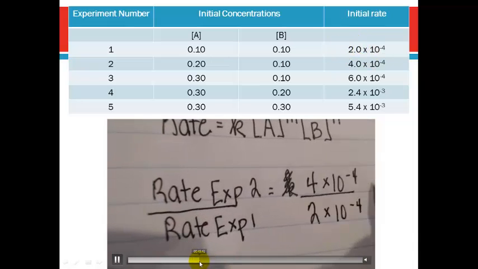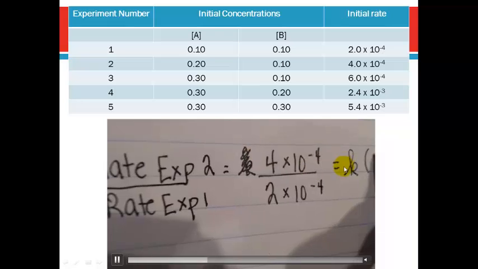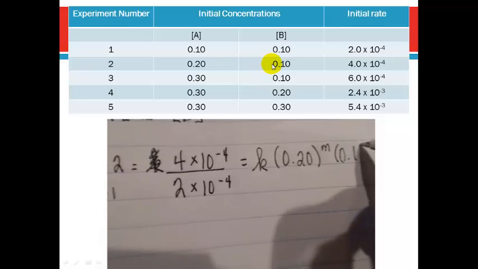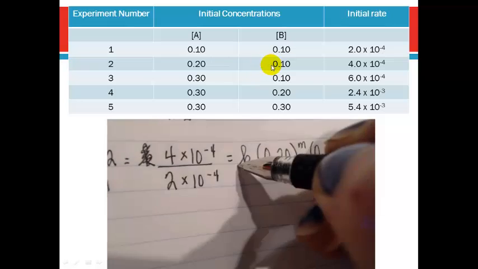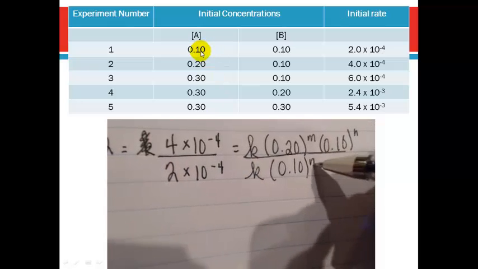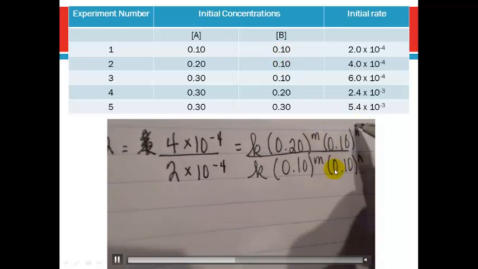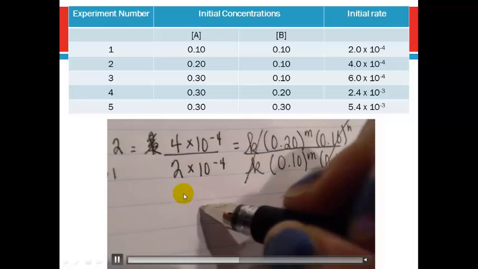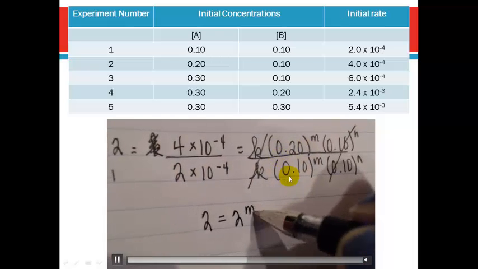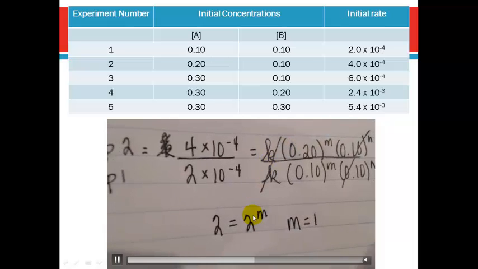So if we plug those in, we know that the rate of experiment 2 is some constant K times concentration of A, 0.2 to the M, times the concentration of B, 0.1 to the N. And we know that for experiment 1, the rate is equal to K times 0.1 to the M times 0.1 to the N. And just looking at this, we can see that these are going to cancel because they're the same, and K's are going to cancel. So if we divide this, we get 2, and if we divide 0.2 by 0.1, we get 2, and then we have the M power, so we can see that M has to equal 1.